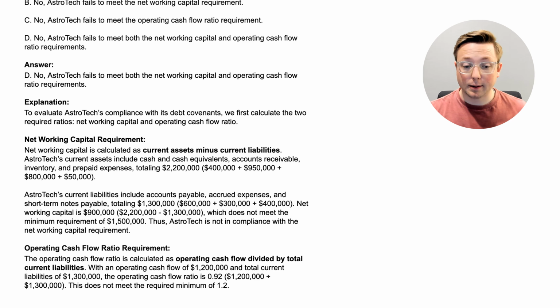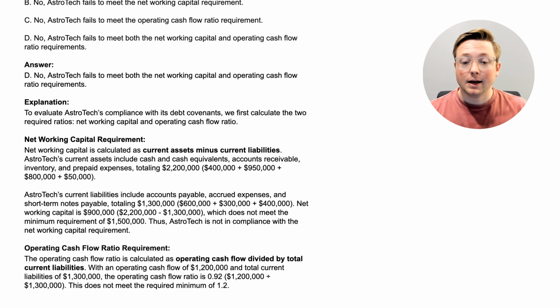Then you figure out the current liabilities. That's their accounts payable, their accrued expenses, and their short-term notes payable. So you add that all up together: $600,000 plus $300,000 plus $400,000 gives you $1,300,000. So with that, we can then calculate their net working capital. Their net working capital is $900,000. $2,200,000 less $1,300,000 is $900,000.